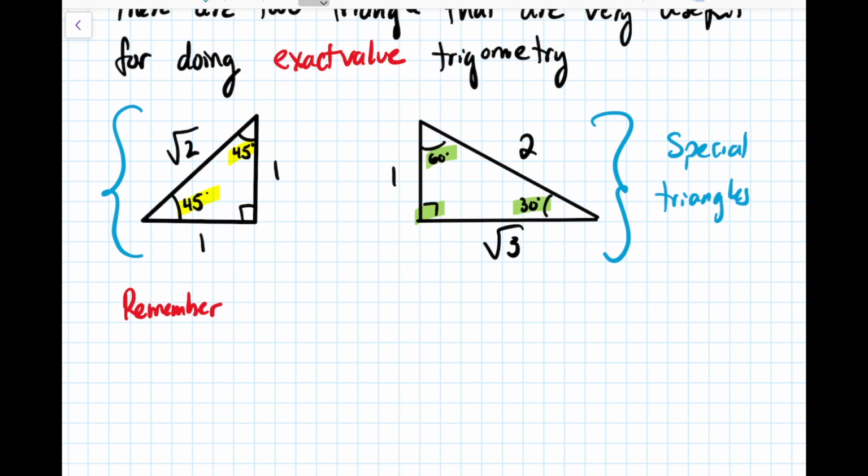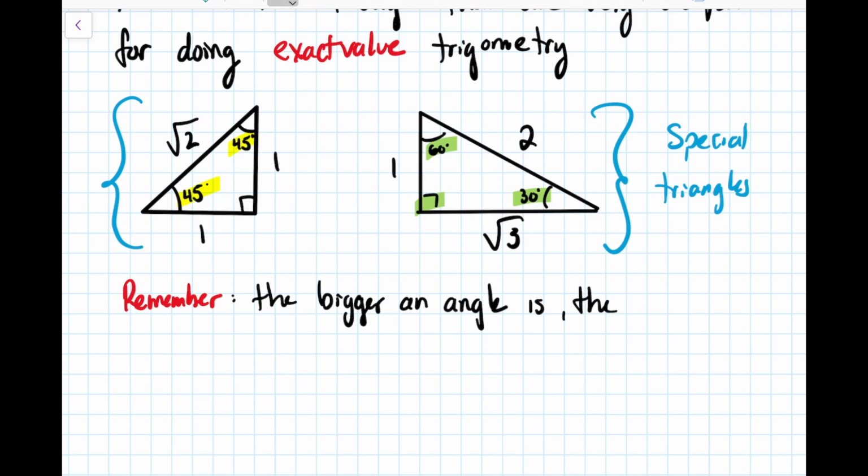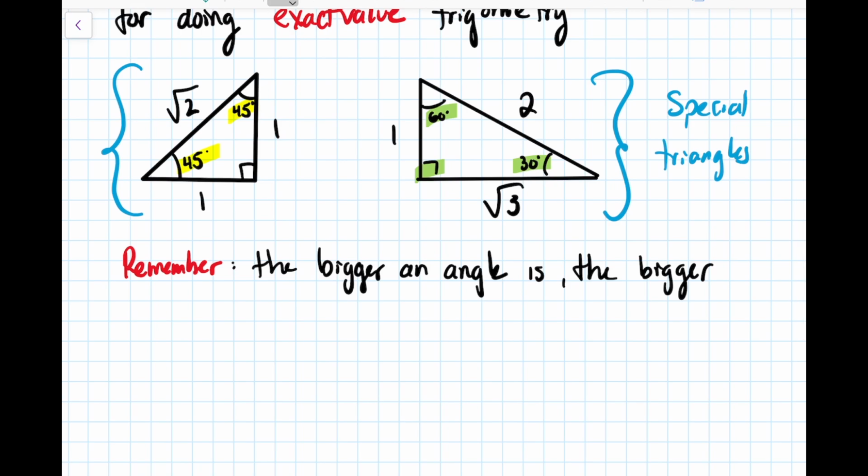The important thing to remember, just as a fact of geometry, is that the bigger an angle is, the bigger its opposing side will be. Which makes sense if you think about it. If you put your hands together and make an angle with them, and you open your hands wider to make the angle bigger, the distance between your fingertips will get bigger. So the bigger the angle, the bigger the opposing side. If you can keep track of that, that should help you remember where to put things on here.